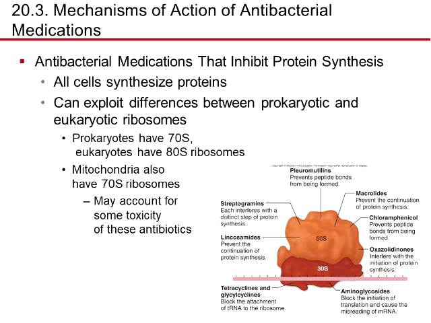So other antibacterial medications hit protein synthesis, and all cells synthesize protein in one fashion or another. But remember, there's a difference between prokaryotic ribosomes and eukaryotic ribosomes. Prokaryotic ribosomes have a 70S ribosome, and eukaryotic cells have an 80S ribosome. So mitochondria also have that 70S ribosome, which may account for some toxicity from the antibiotics. And so you can see that it has a different effect on these. This looks at different antibiotics that affect different parts of that given ribosome.